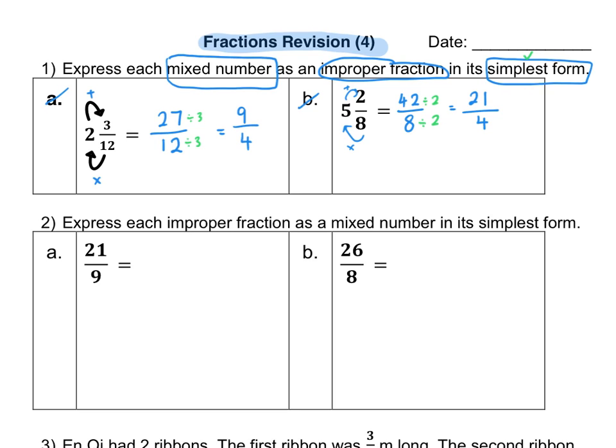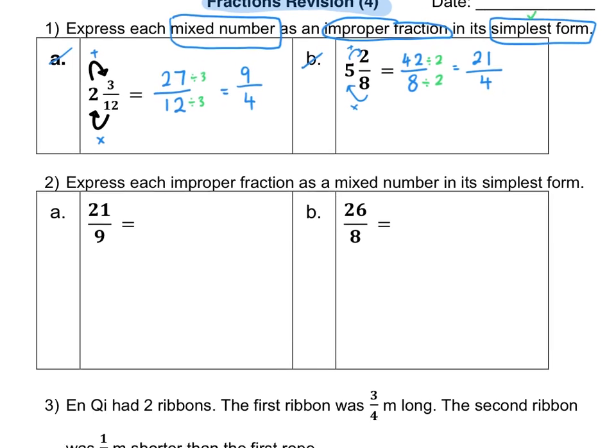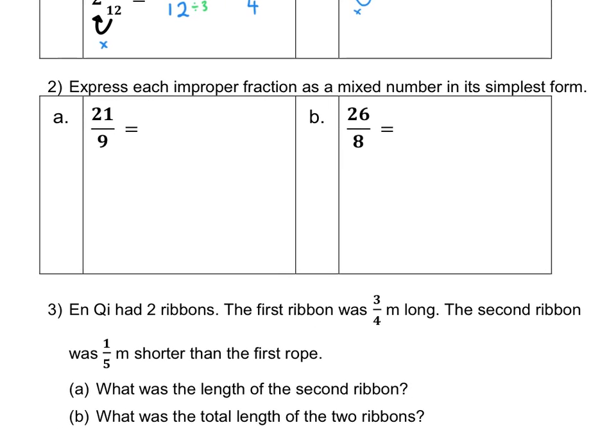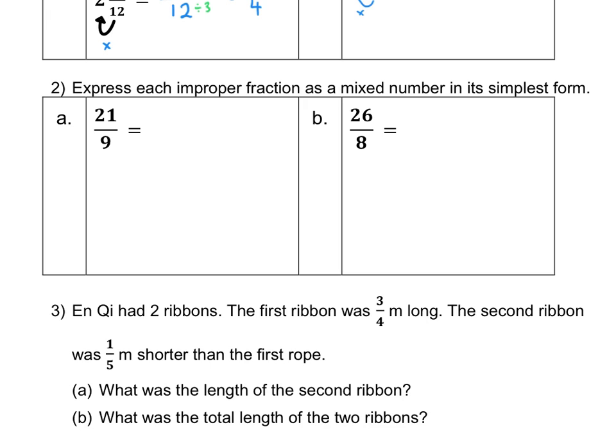Now let's go on to question number 2. Express each improper fraction as a mixed number in its simplest form. Make sure you express it in the simplest form. Okay, so you can either choose to express it in the simplest form first or change it to a mixed number first. Okay, so 21 ninths.